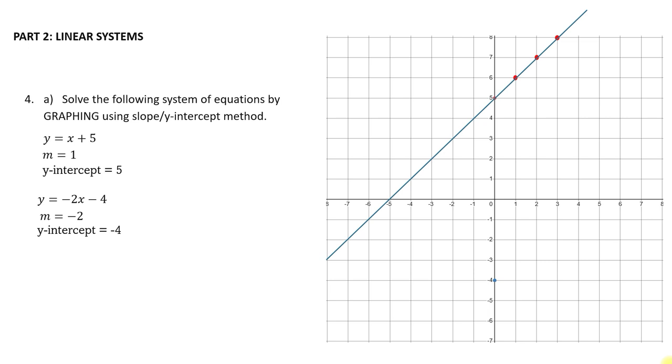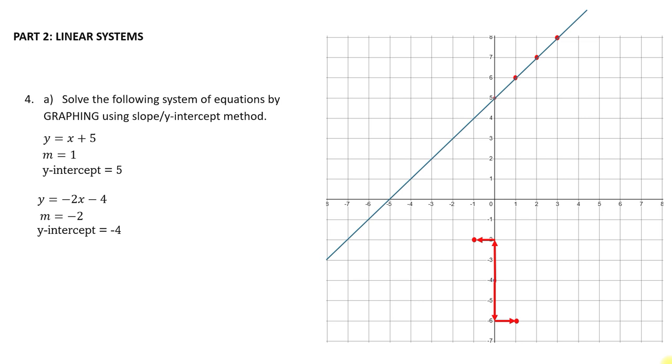Our second equation, y equals negative 2x minus 4. We know that the y-intercept is going to be negative 4, so we can start there. And since our slope is negative 2, we'll go down by 2, over by 1. And we kind of run out of room on our graph here, so let's go the other way. And from this coordinate, we can also rise by negative 2 and go over by 1.